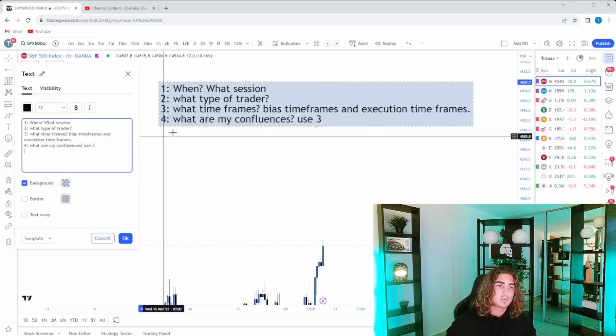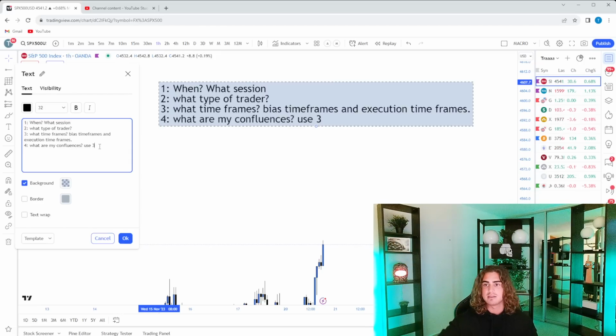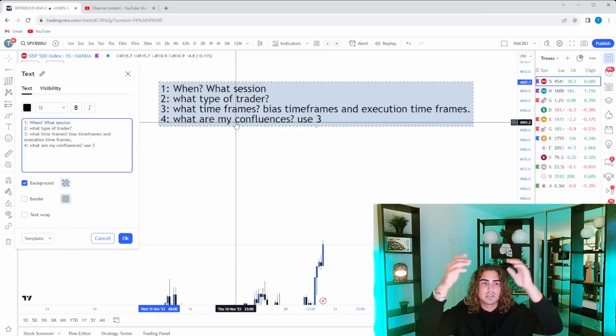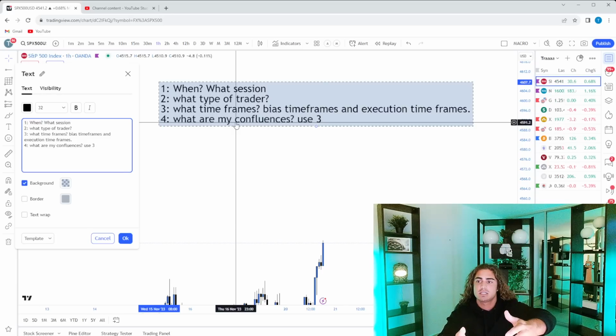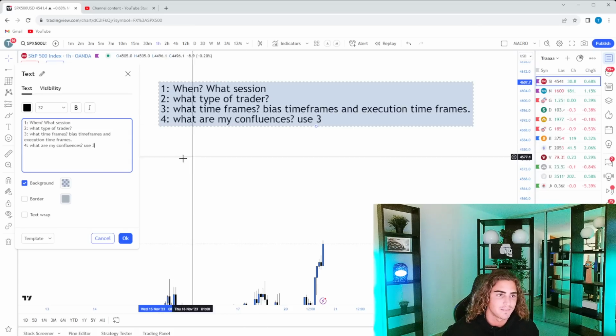And again, what did we figure out with number 3? We already know how we're going to be identifying our overall bias, by choosing the daily, the 4-hour, and the 1-hour, looking at price action on there. And then from there, our execution timeframes, we know the 15-minute, the 5-minute and the 1-minute are going to be where we're executing off of. And then from there, we're using those 3 confluences that we come up with within this video, whatever ones you choose, and that's how we're going to be executing on those lower time frames. Good so far? Awesome.